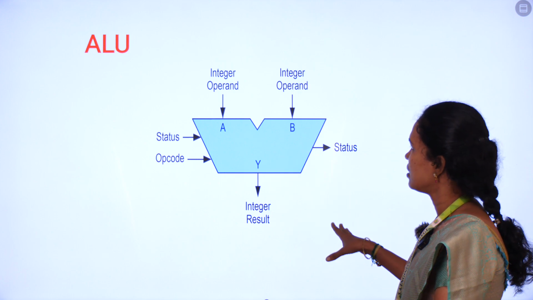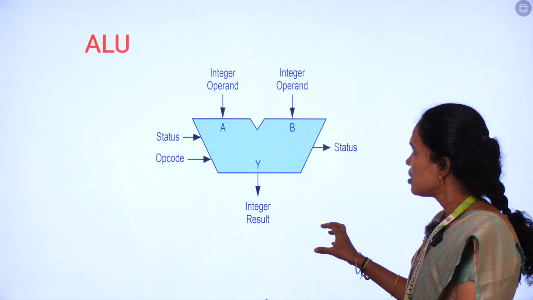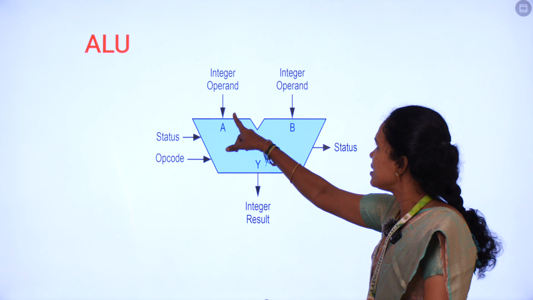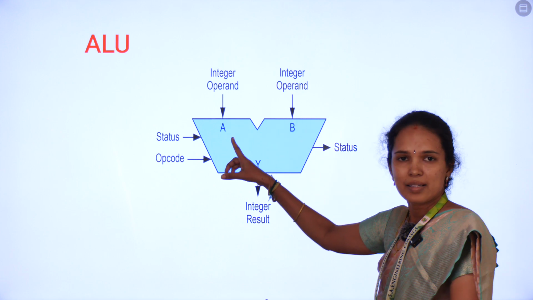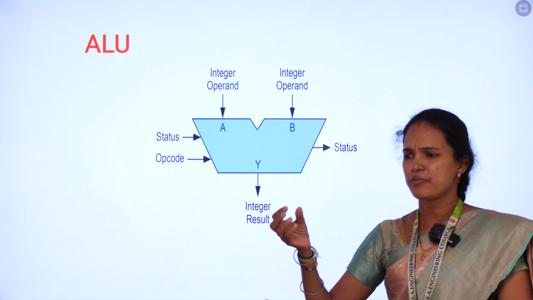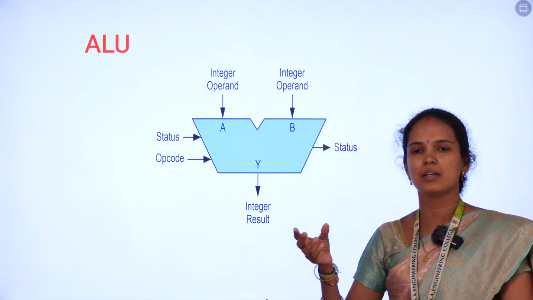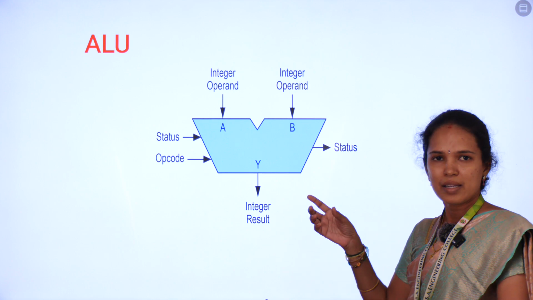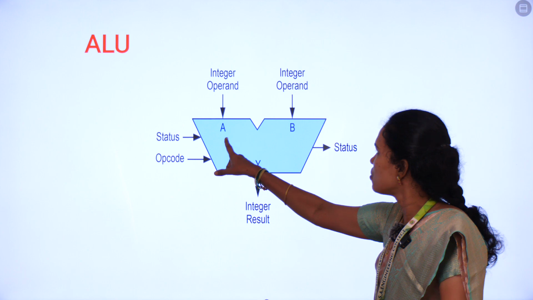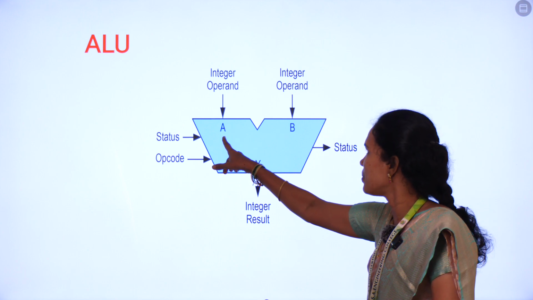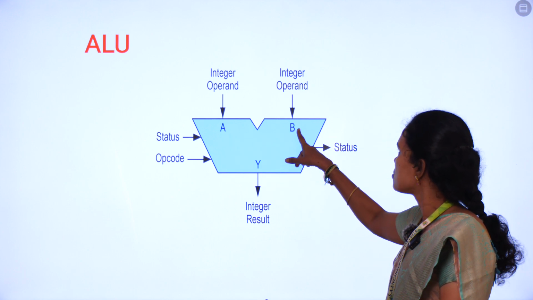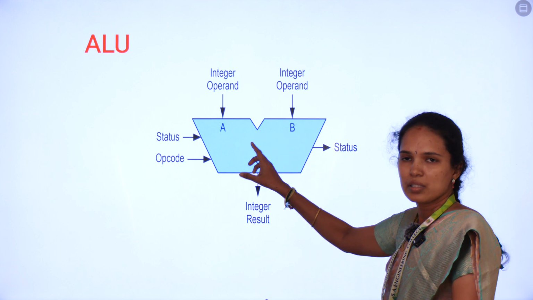This is the basic diagram of ALU. If you see this one, this is an integer operand. I'll tell you a real-time example. If you want to add two numbers like 2 plus 3, 2 is an integer number. So the 2 will be stored here, that is in integer operand A, and 3 will be stored in integer operand B. So it will be performed.